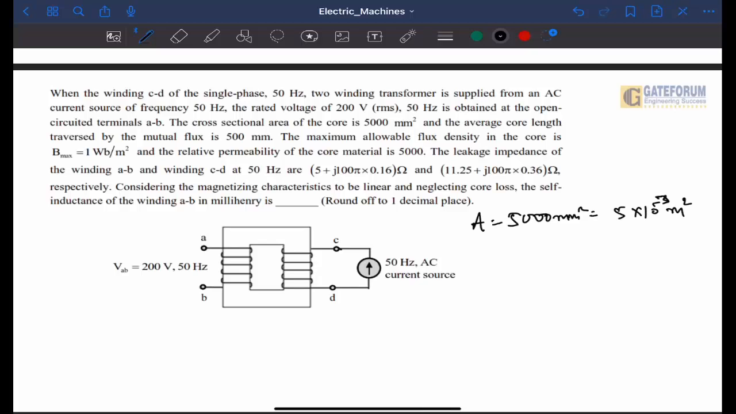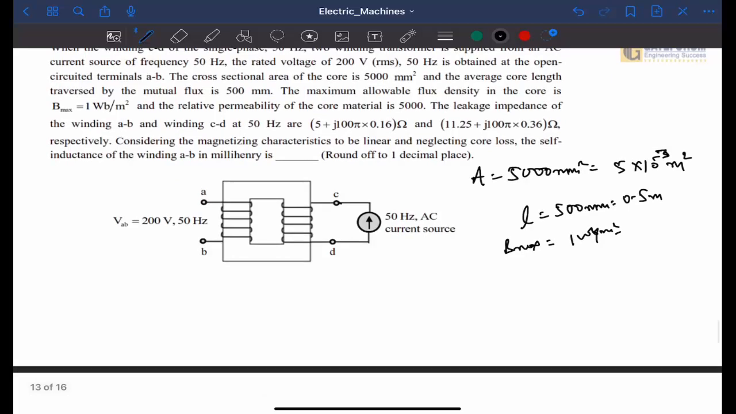ठीक है, and average core length is 500 mm, it means 0.5 meter. The maximum allowable flux density in the core is B max. It is given 1 Weber per meter square. The relative permeability of the core material is mu r 5000.